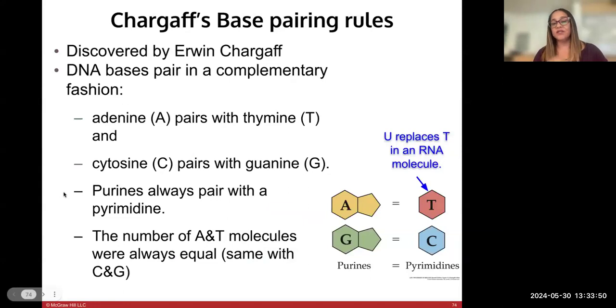Base pairing rules were discovered by Erwin Chargaff, so they are named after him. DNA always pairs in a complementary fashion. A always pairs with T. I like to remember it: the straight letters stick together. A and T are made of straight lines. And then C and G are the curly letters. Those always stick together. So there is always a purine paired with a pyrimidine. It makes an exact even circle if you're looking down the barrel of it. The number of A and T molecules are always equal. And same with C and G because they always pair together. And then there's a little side note in blue there: U replaces T in an RNA molecule.